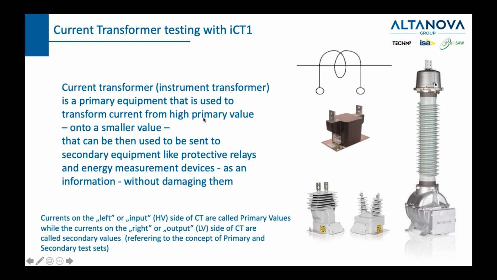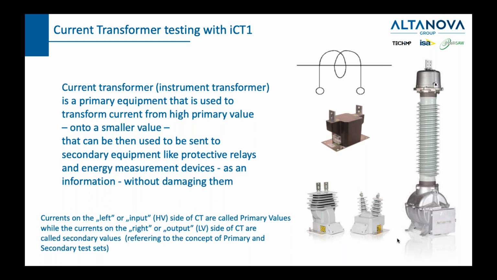So for example, the current that runs here will be primary current, the current that runs here will be secondary. The same here, this will be connected to the primary, here you will have the secondary. Primary, secondary. This will be primary and this will be secondary. So when somebody wants to use a secondary test set, it means lower currents or voltages, and a primary test set will be higher currents and voltages.